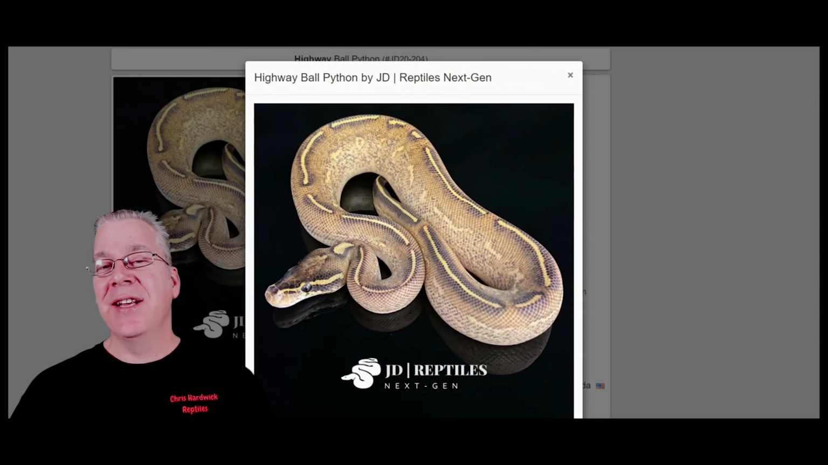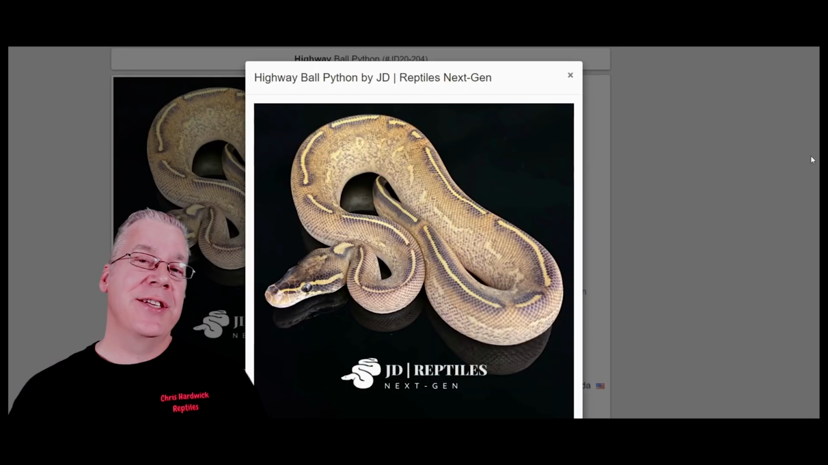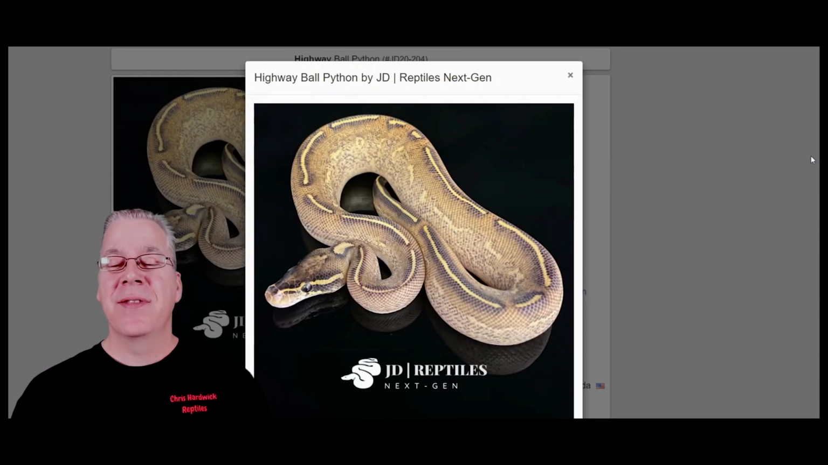So here's a question that I had just this week, and someone said, hey, I went over to the genetic calculator and I was trying to make a highway specter, so a highway with the addition of the specter gene.